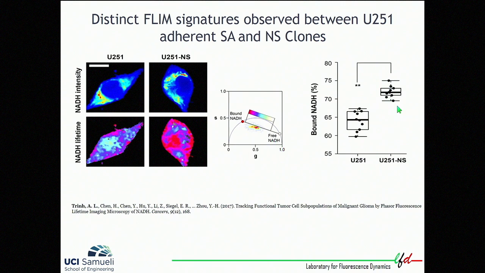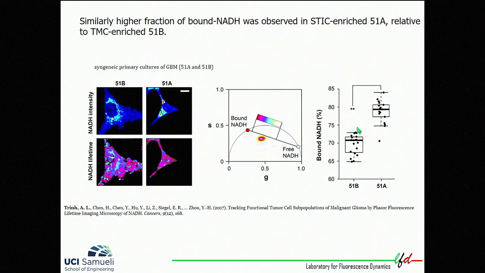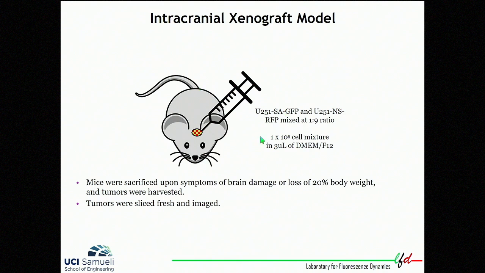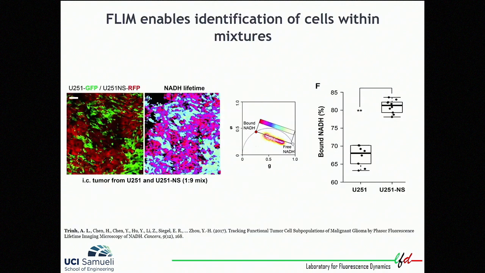Essentially, the stem cell-like cells have a higher bound NADH, and the tumor mass cells have a lower fraction of bound NADH. A similar higher fraction of bound NADH was observed with enriched 51A relative to 51B. So it's not our cell culturing conditions that is changing the metabolism within these cells. These cell populations were mixed in a 1:9 ratio, and they were inserted into the cranial xenograft model in a zebrafish, inside a mouse.